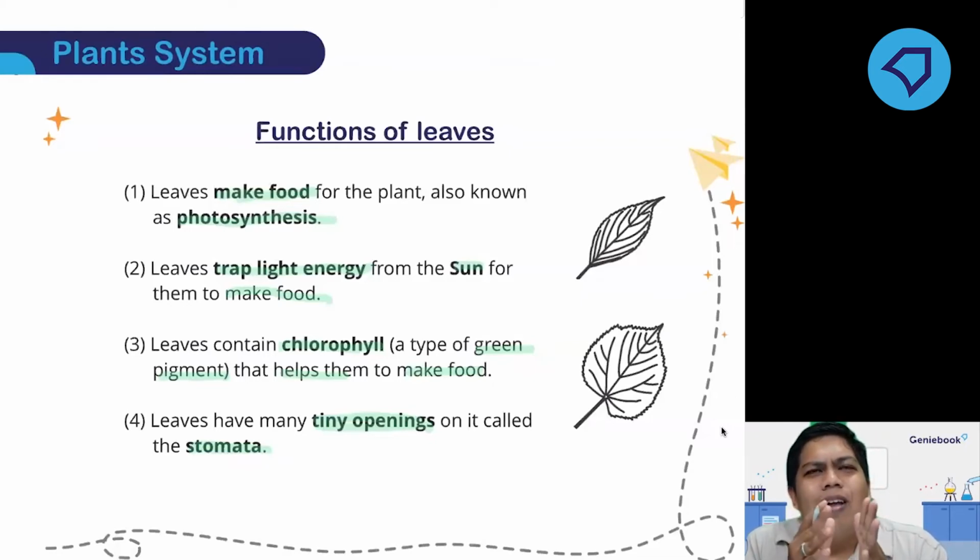All right, so before I go to the next slide about the stomata, who can tell me what you think is the function of the stomata?